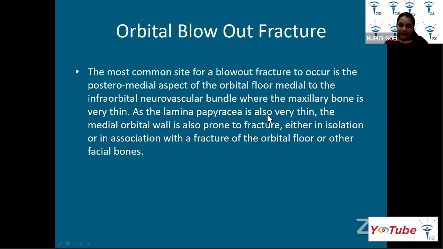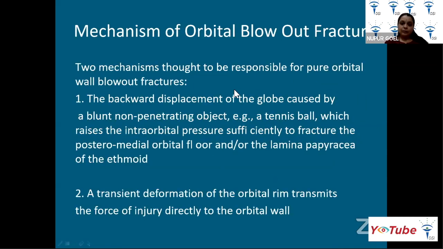The lamina papyracea, which is the medial orbital wall, is also very prone to fracture, either in isolation or in association with a fracture of the orbital floor or other facial bones. The two mechanisms thought to be responsible for pure orbital fracture are, whenever there is an injury like a fist injury, which is greater than the diameter of the orbit, there's a backward displacement of the globe, which is caused by, as I mentioned, a non-penetrating object like a tennis ball.